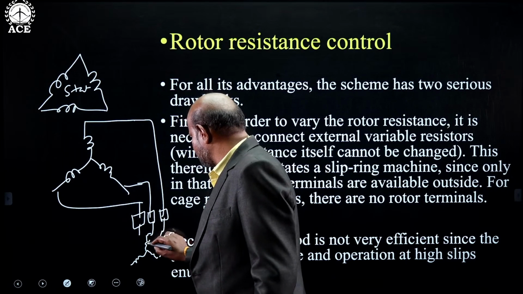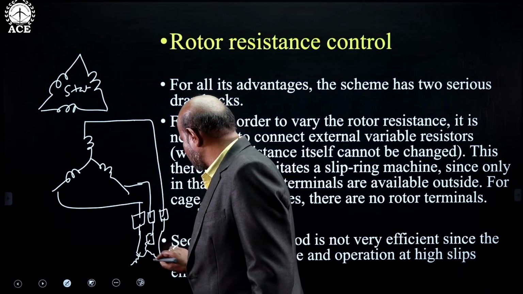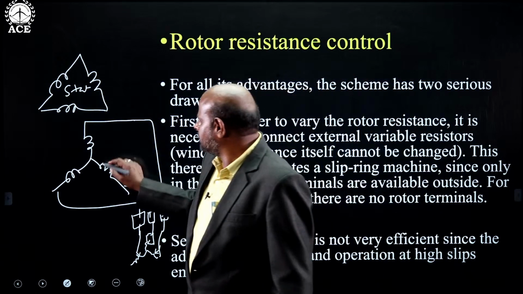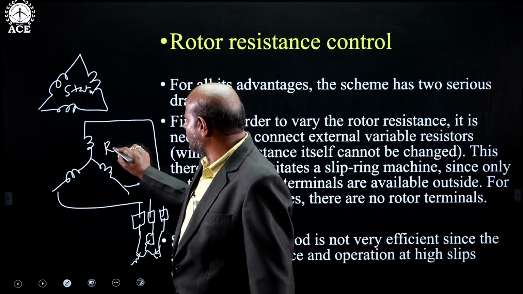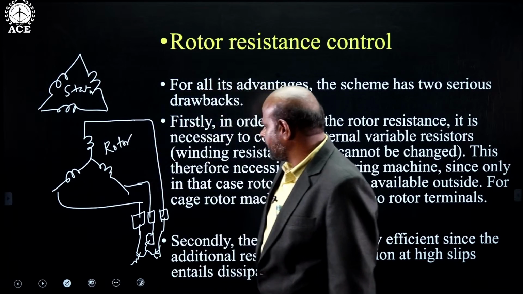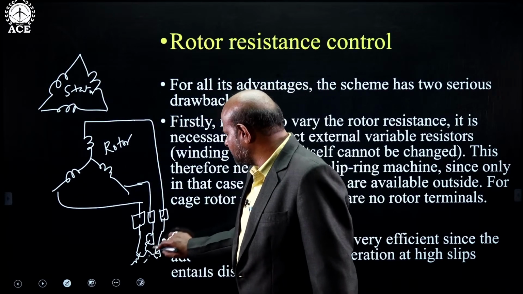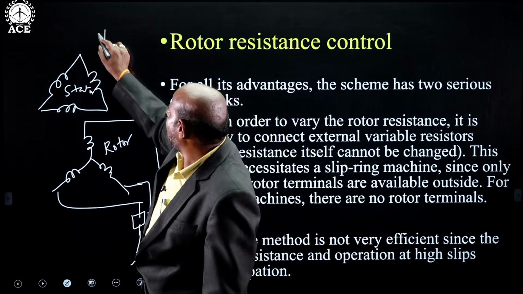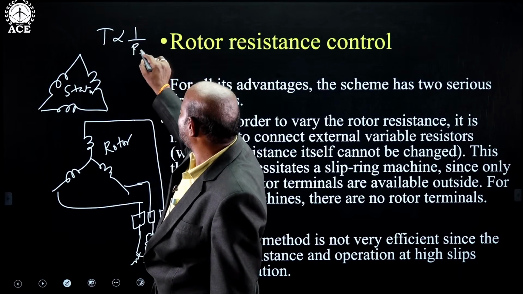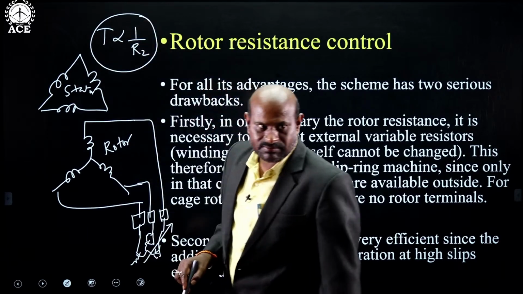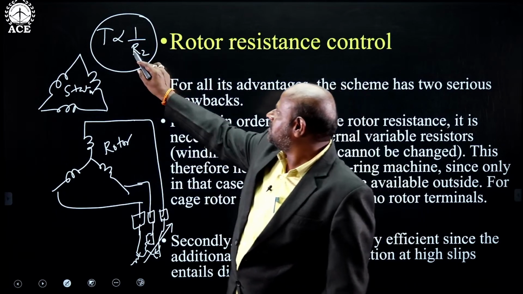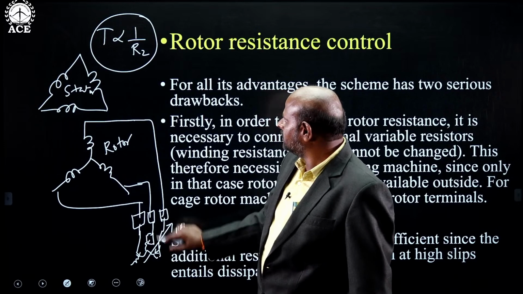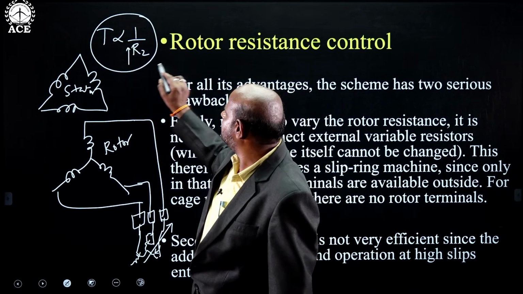For each phase, variable resistors are connected like this. So this is stator and this is rotor. By varying the rotor resistance here, we know that torque is inversely proportional to rotor resistance by the torque expression, right? So torque is inversely proportional to rotor resistance. As rotor resistance increases, torque will decrease.